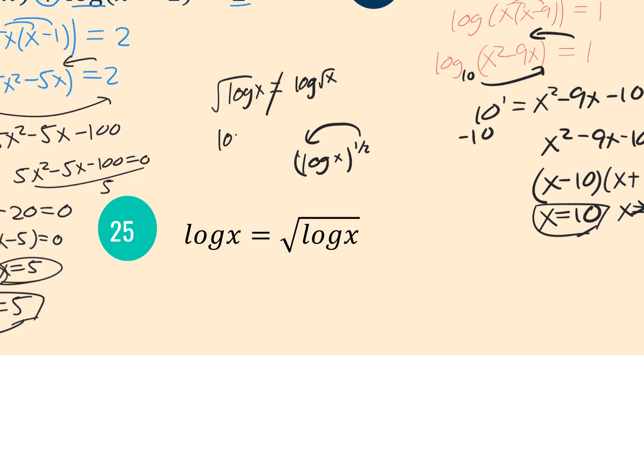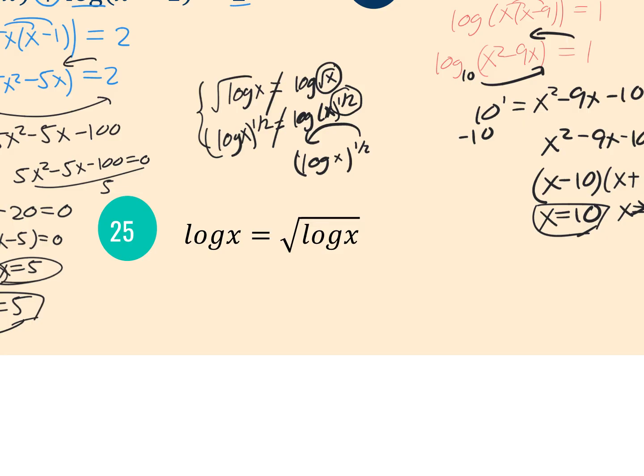Similarly, there's a huge difference between log of x to the 1/2 and log of 1/2. Whoa, sorry, I wrote that wrong. Log of x to the 1/2, right? This one you can use a property, and this one you can use a property, but these two you cannot, right? So these are not equal, they are not the same thing.